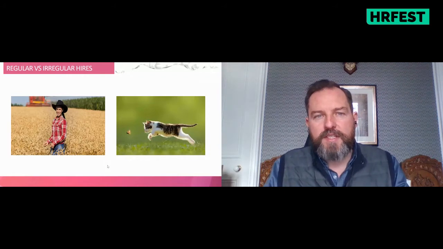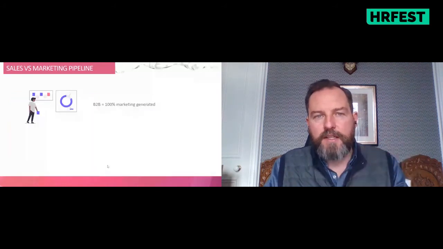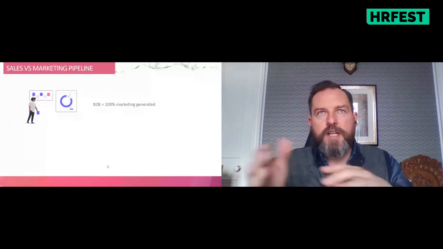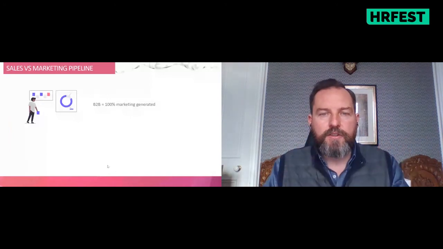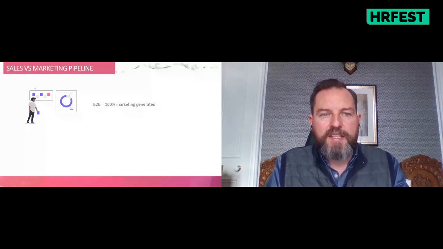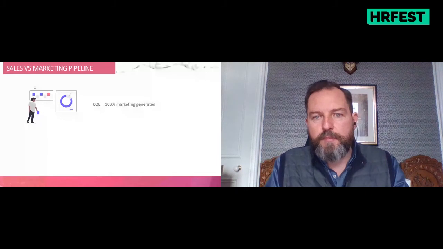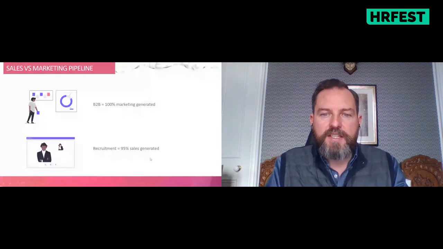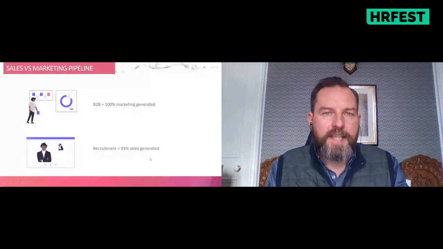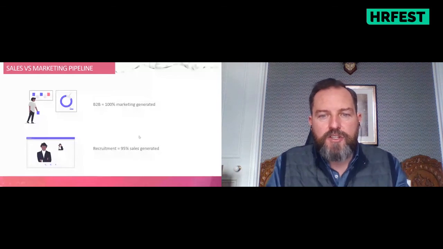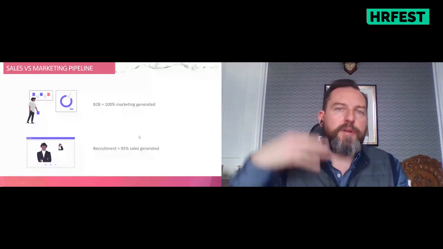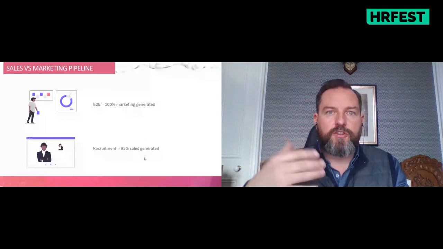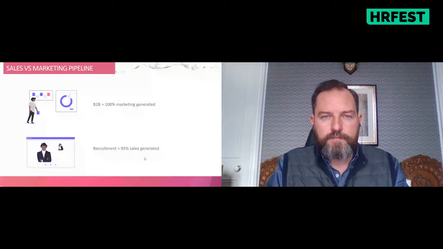When we're thinking about a sales versus marketing pipeline, and we then transfer that concept into recruitment, this is also very important. If you look at B2B sales and marketing today, the pipeline is 100% marketing generated. In recruitment, however, it's 95% what I would call sales generated. So that's individuals going and finding people and attempting to convert those into a hire.